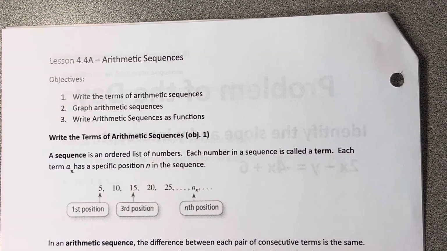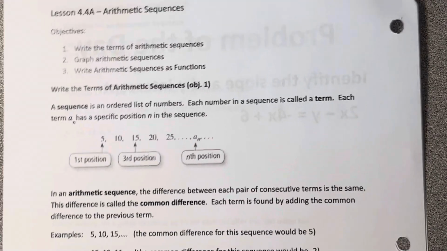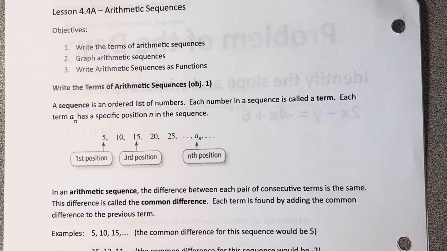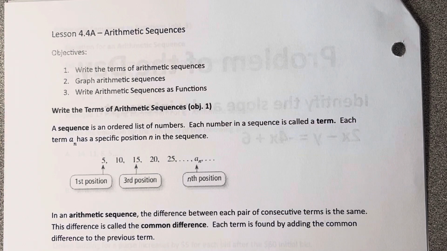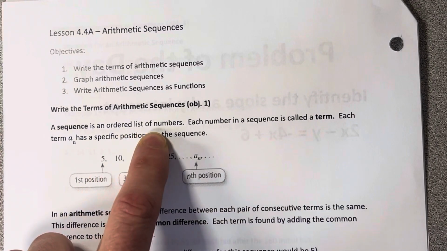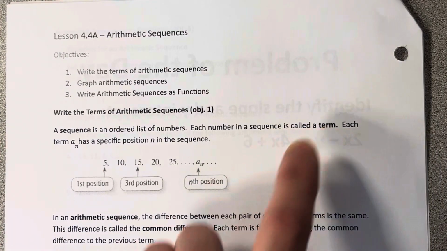But it turns out an arithmetic sequence is very specific. It's adding and subtracting. So once you have this list of numbers, you can graph it, you can write an equation, you can do all sorts of things. But at its most basic, it's just a list of numbers is what a sequence is. Okay, so a sequence is an ordered list of numbers. Each number is called a term.